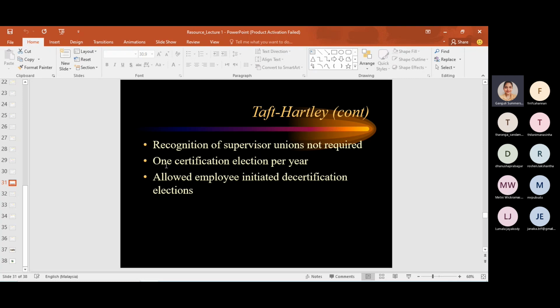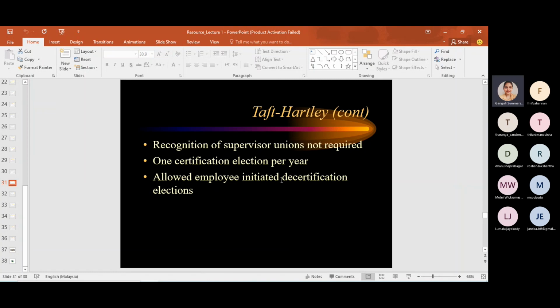So you might be wondering, what is this certification election? Certification election is the election that you use to choose a leader for your union. So that is called certification election. According to this Taft-Hartley Act, you are allowed to have one certification election per year.